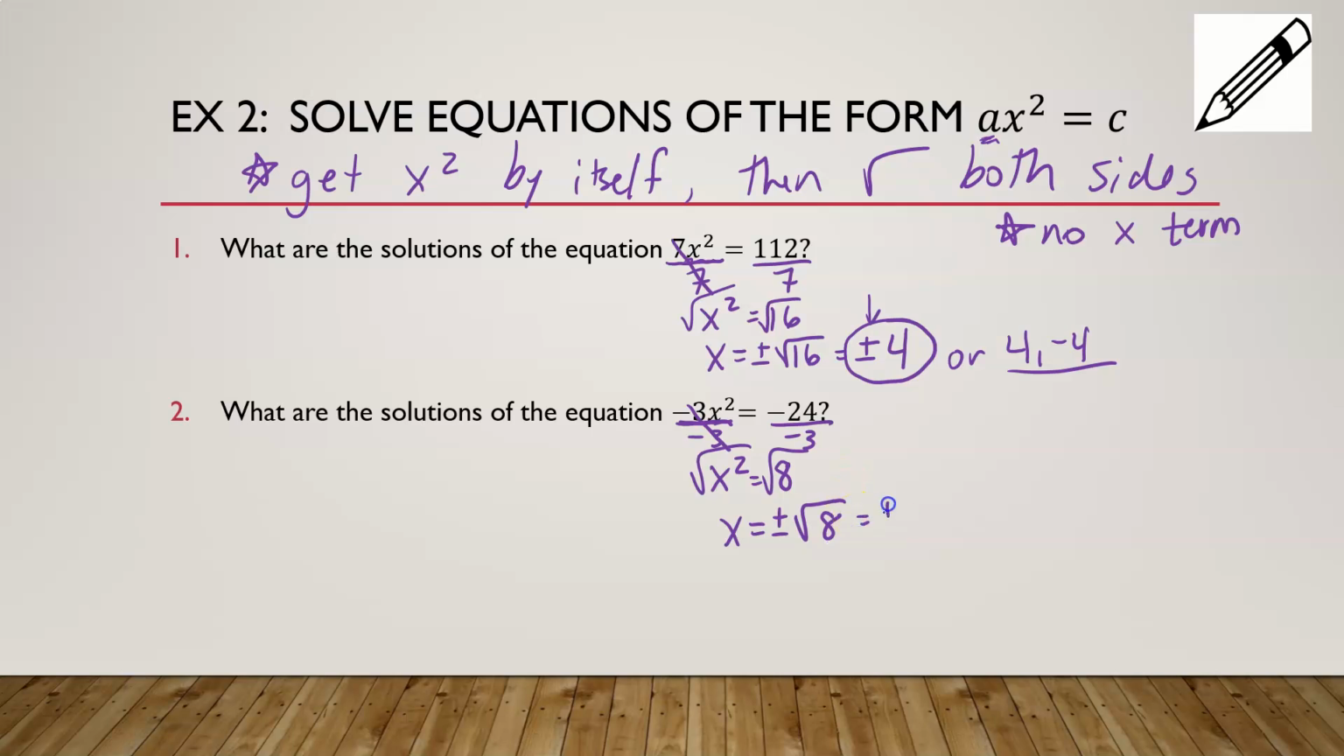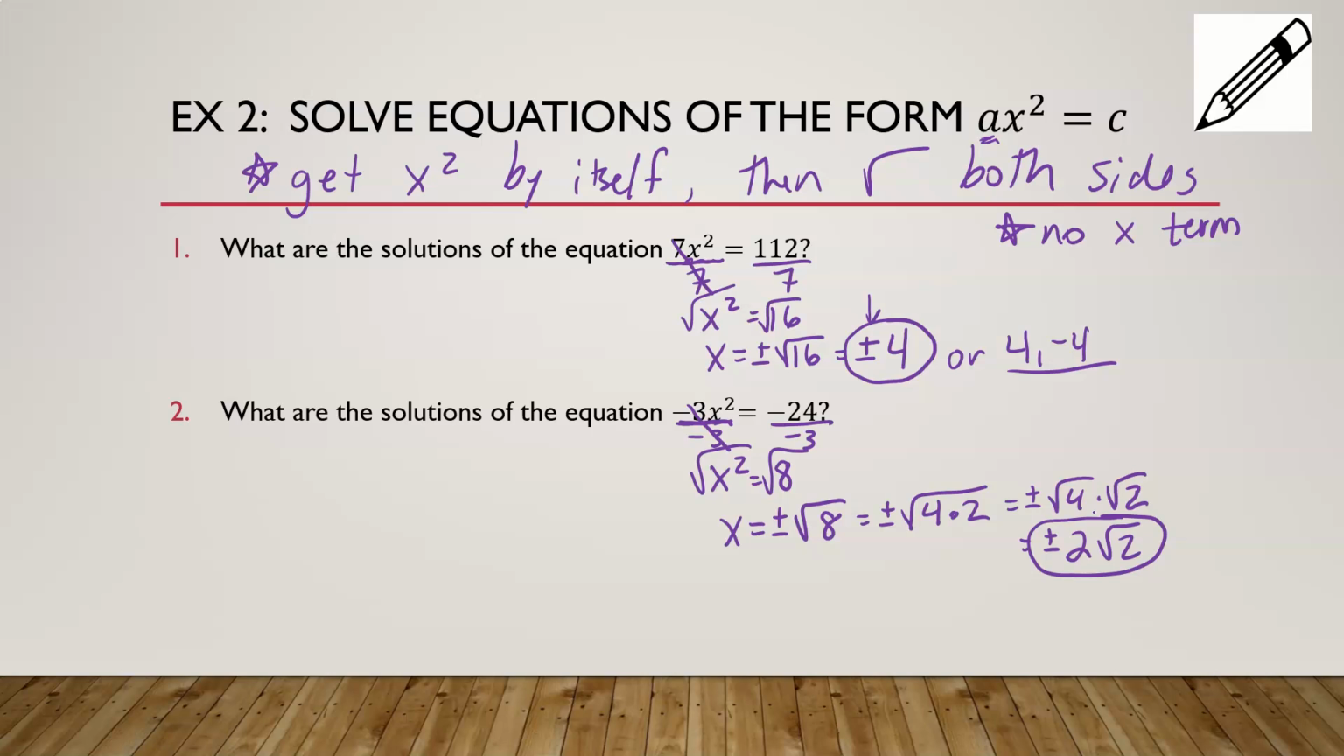So I would first rewrite this as plus or minus the square root. I know that 8 is 4 times 2. So I can rewrite it as the square root of 4 times the square root of 2. And then my final answer is plus or minus 2 root 2, because the square root of 4 is 2.